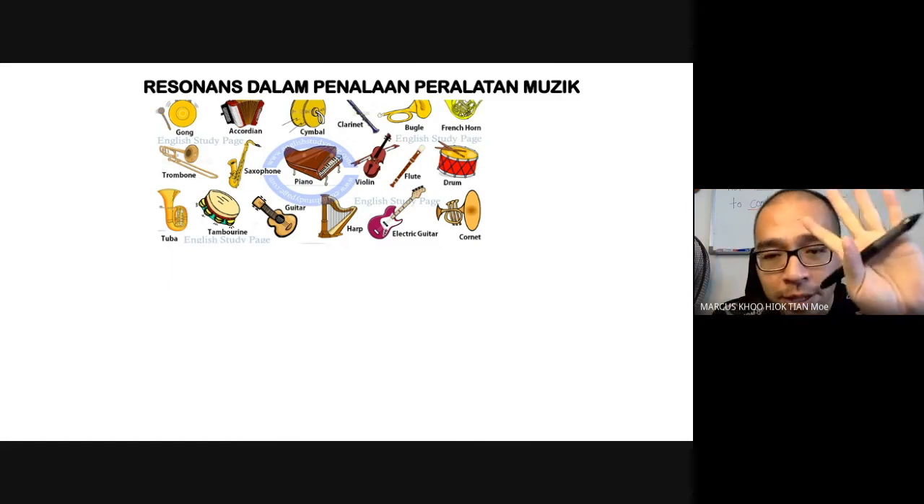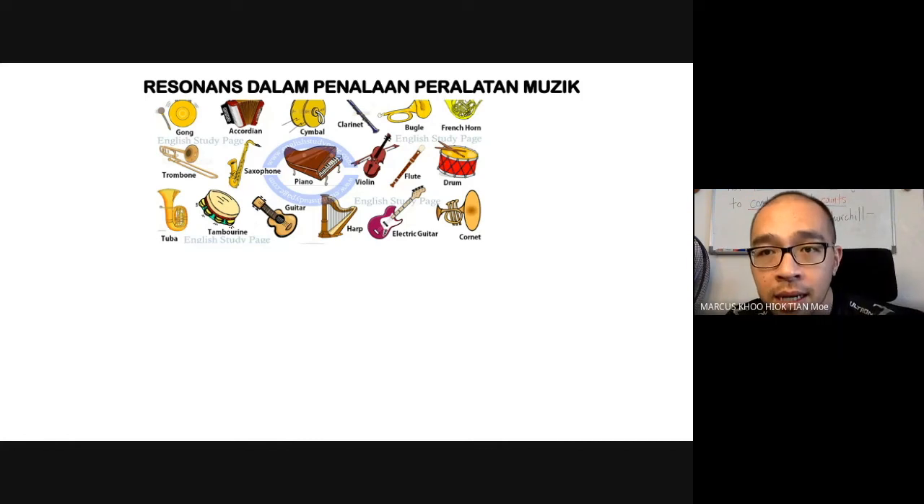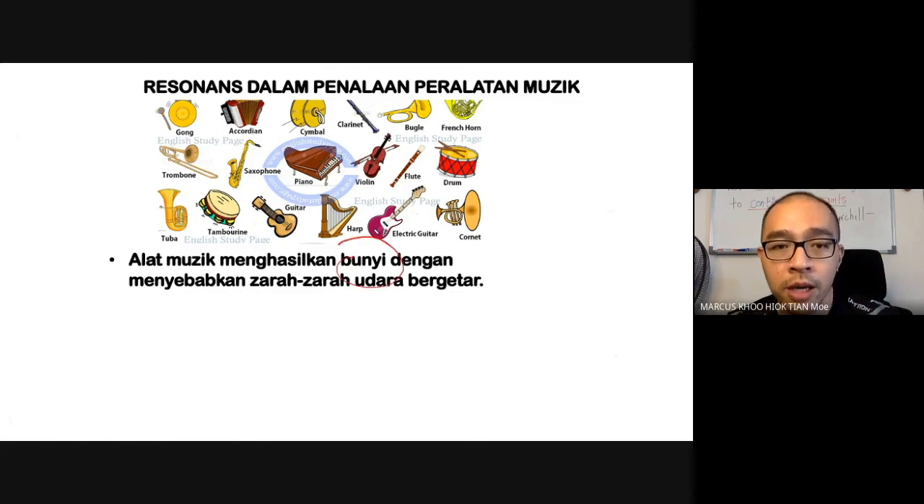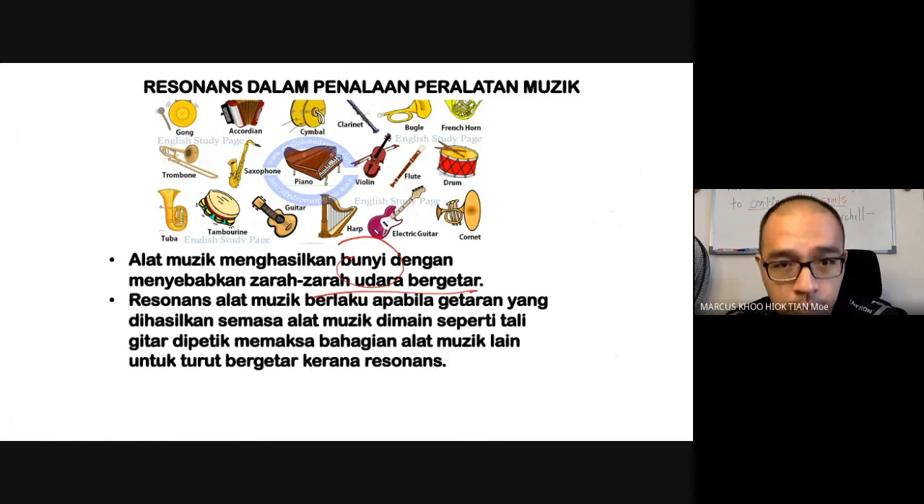Sorry, a few more minutes. Resonance in musical instruments. This is very normal. Musical instruments produce sound because of sound waves, and resonance happens when you play an instrument that has the same note. This is very clearly shown in a guitar, which I cannot show you now because we are running out of time. But I will show this to you on Friday.